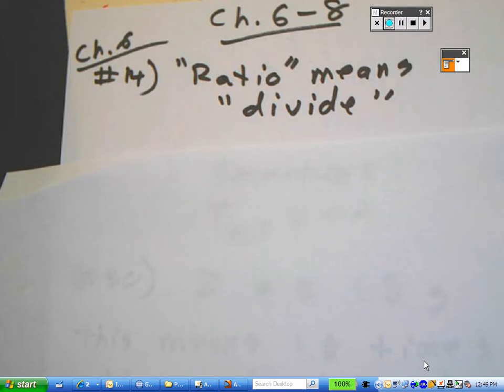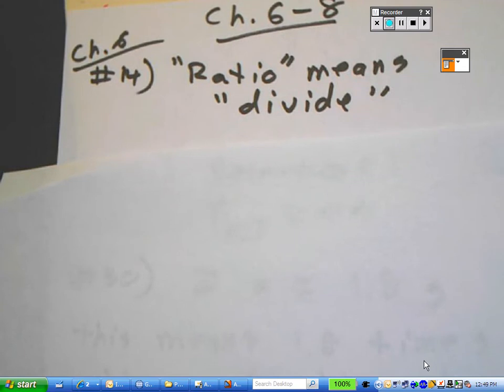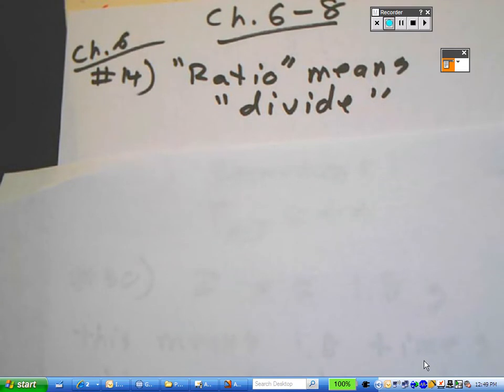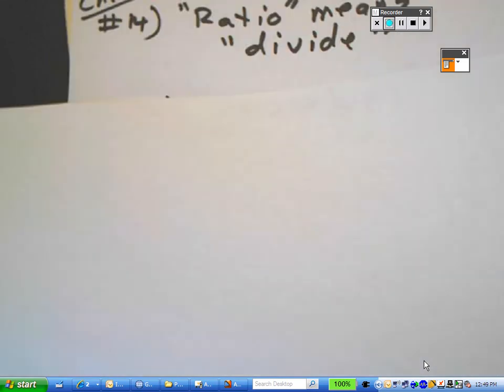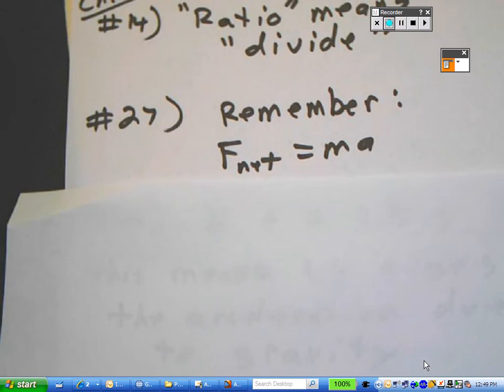So for number 14, understand one tiny hint. When they say ratio, ratio always means to divide. So the ratio of two things means to divide one by another. So let's look at now number 27.